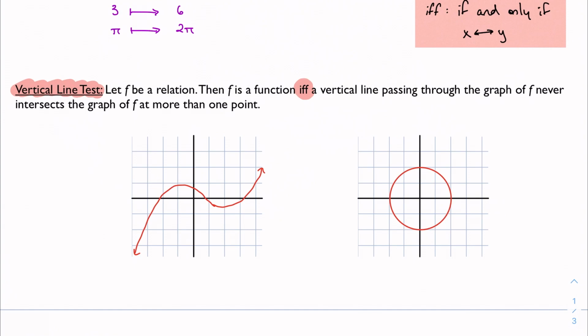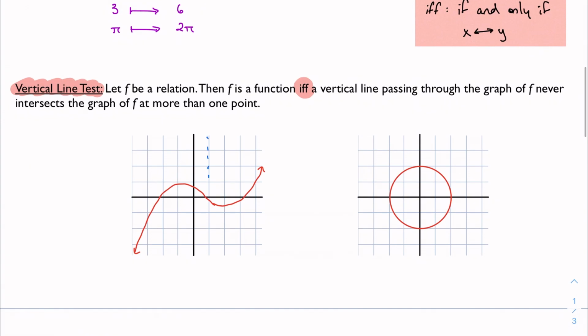For example, on my left here, it doesn't matter where I draw this vertical line. I can draw a vertical line wherever I want. I'm only ever going to intersect this graph once. This is a function. On the other hand, on my right, if I draw my vertical line, and I can draw it in a number of places, and I hit it twice. I hit the graph twice. It doesn't matter that I could theoretically draw a line here and hit it once. That's great, but we still have a case that makes this rule fail, and so therefore we're going to say it is not a function.